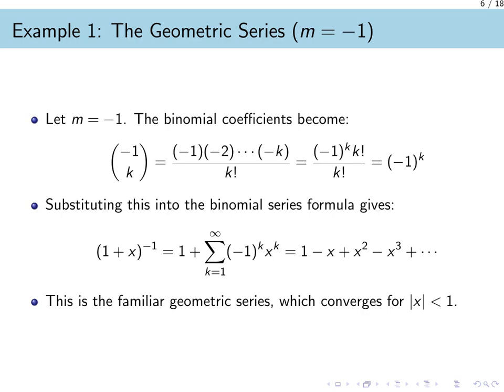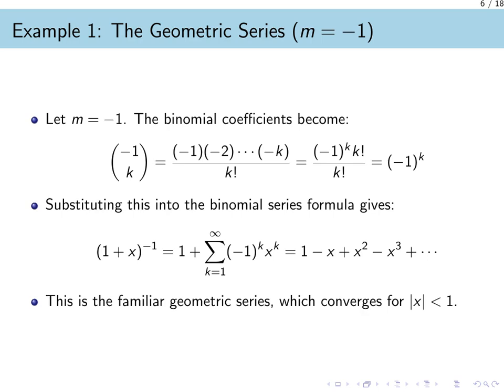The coefficient -1 choose k is a fraction. The numerator is the product of k terms, starting with -1 and decreasing. -1 times -2, and so on, down to -k. This product is equal to -1 to the power of k times k factorial. Since the denominator is also k factorial, the entire coefficient simplifies to just -1 to the power of k.